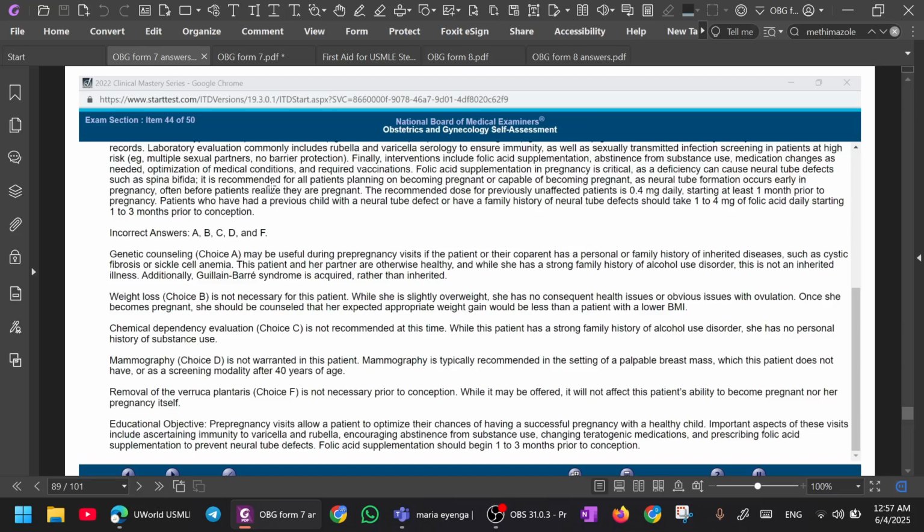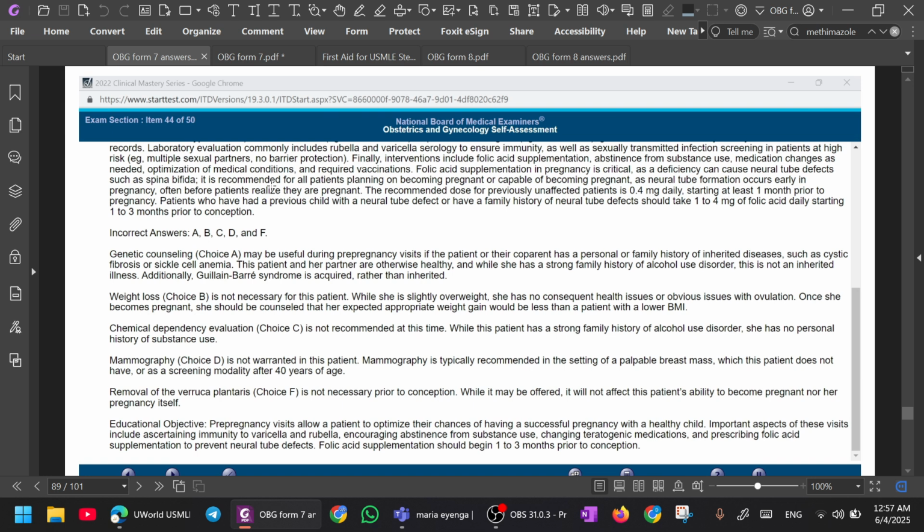I was between another one. Mammography is not warranted in this patient. Mammography is typically recommended in the setting of a palpable breast mass, which this patient does not have, or as a screening modality after 40 years of age.